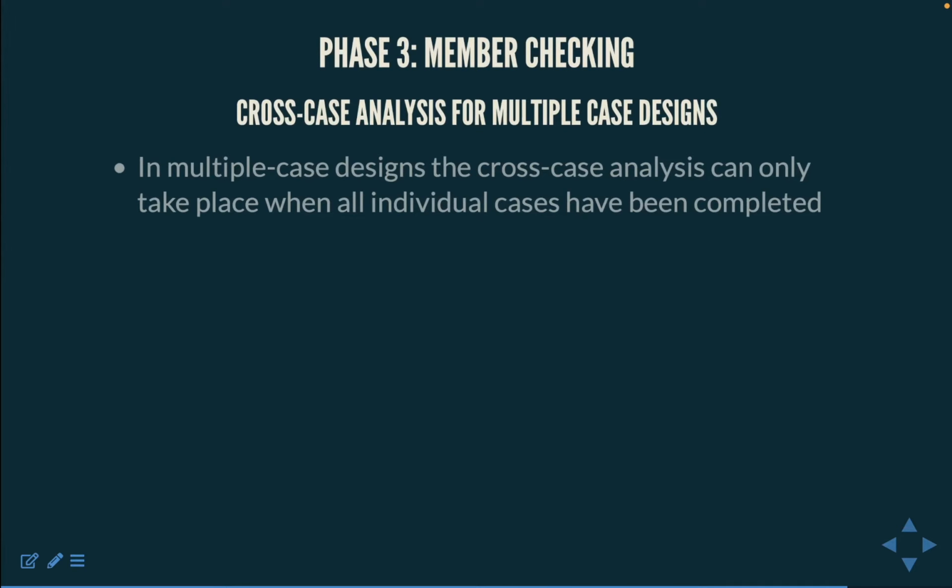In multiple case designs, the cross-case analysis can only take place when all individual cases have been completed. The final phase of the member checking with each case needs to be completed. Then, the findings from each case can be used as raw data for the cross-case analysis. That said, the themes for this analysis would emerge as each case is being analyzed. The nature of the process makes it impossible to separate the points at which themes grow and develop.